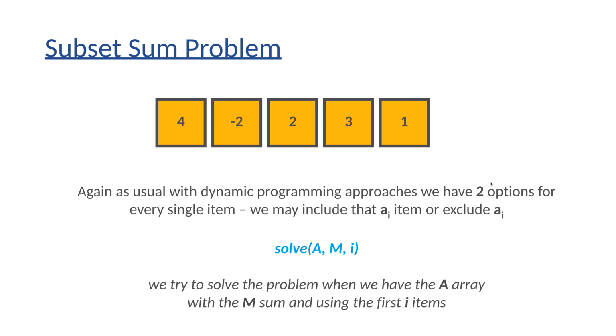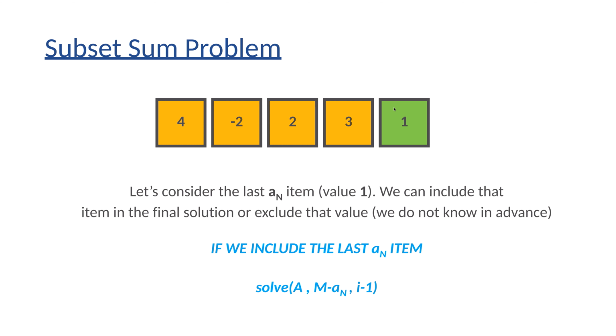So let's consider the last item. We have 2 options. We may include that given item in the subset. So let's consider the last item a sub n with value 1. We can include that item in the final solution or exclude that value. The problem is that we don't know in advance. If we include the last item a sub n, then what do we have to do? We have to call the solve function recursively. Of course, the underlying array data structure is not going to change. The capital M is going to change because we have already included 1.